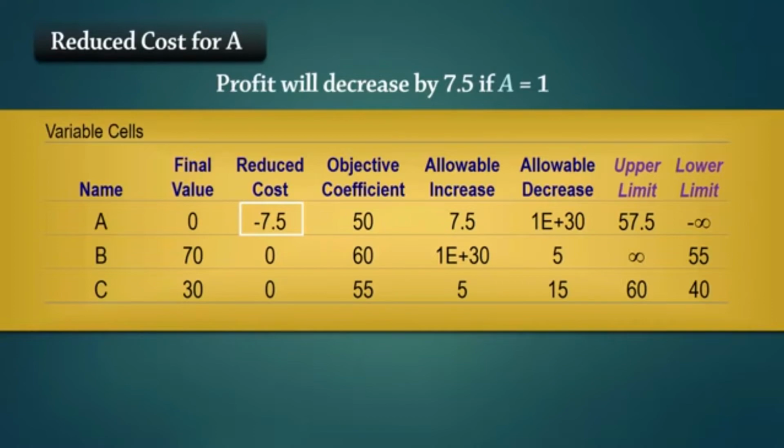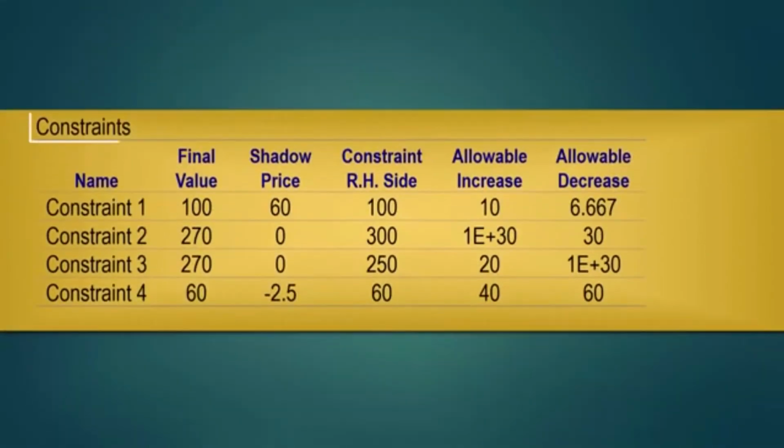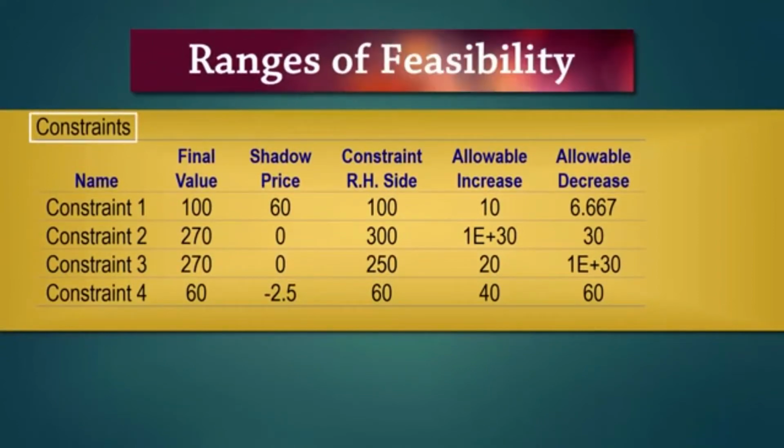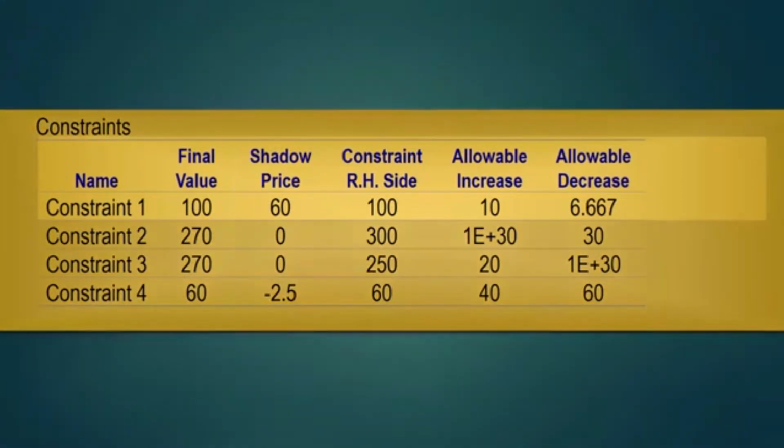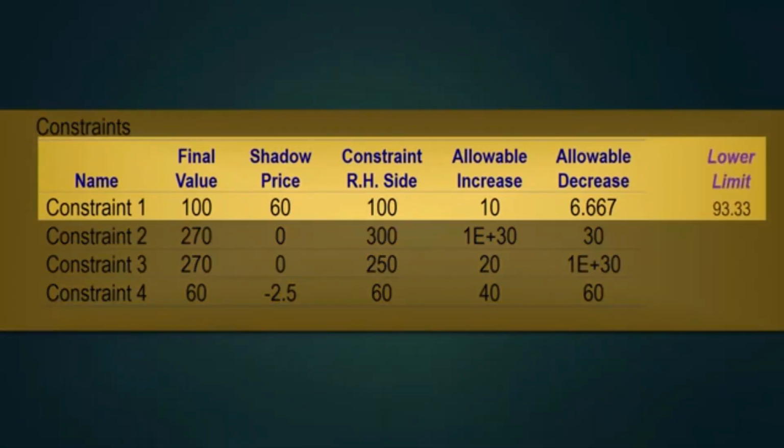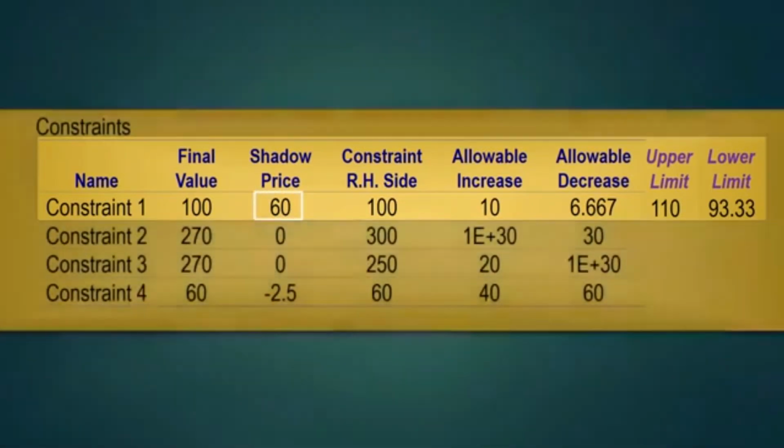Now, the bottom part of the table titled Constraints addresses the range of feasibility. That is the range for the right-hand side of a constraint where the shadow price remains unchanged. For example, as long as the right-hand side of constraint 1 is between 93.33 and 110, the shadow price of 60 will apply.